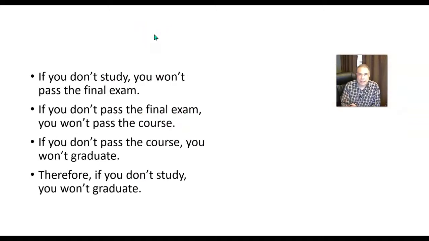And one last example. If you don't study, you won't pass the final exam. If you don't pass the final exam, you won't pass the course. If you don't pass the course, you won't graduate. Therefore, if you don't study, you won't graduate. This is a little different because it has 3 premises before the conclusion. So do those 3 premises together, premise 1 and premise 2 and premise 3, logically imply that the conclusion must be true? Well, let's look at it in symbols.